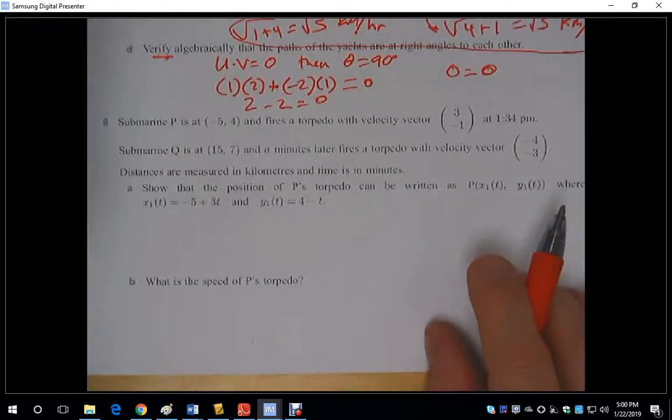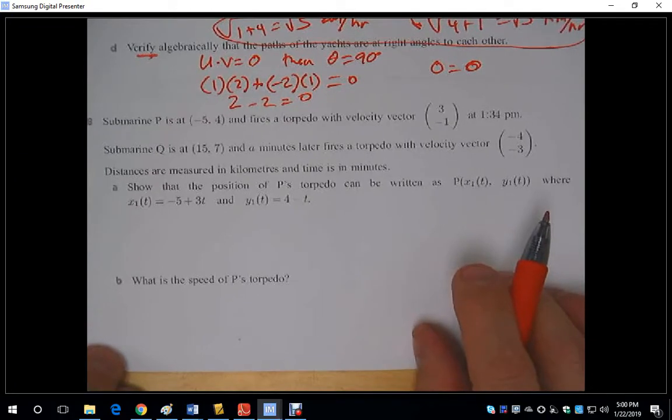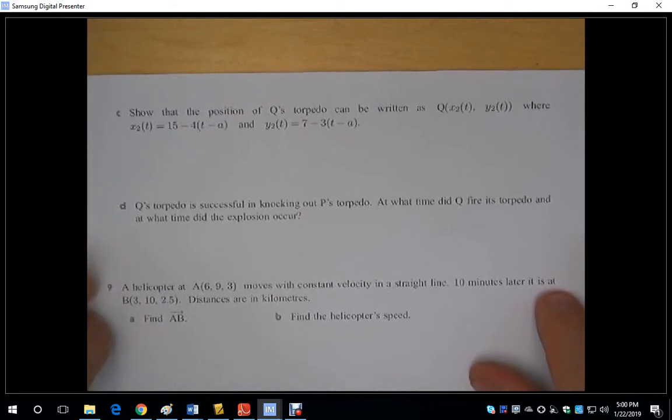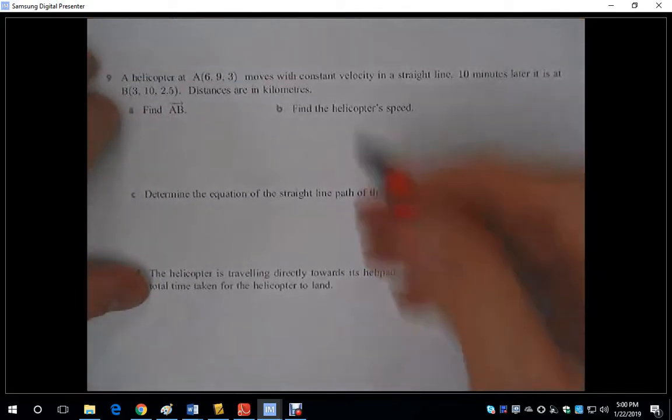I'm not going to do number 8. Here's what number 8 looks like if you want to pause the video. Here's the last part of 8. And then 9, I'll finish up 9 and then we'll be done with the video.